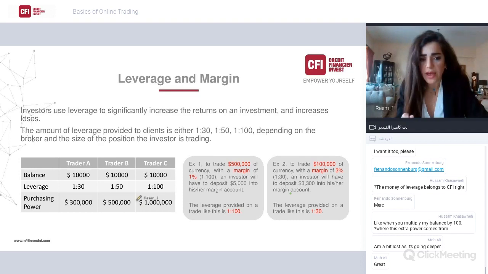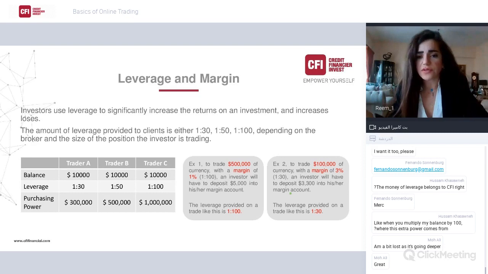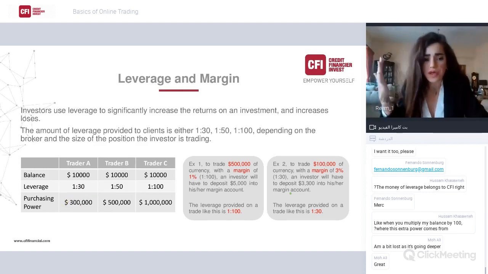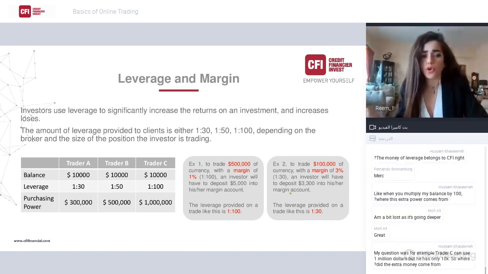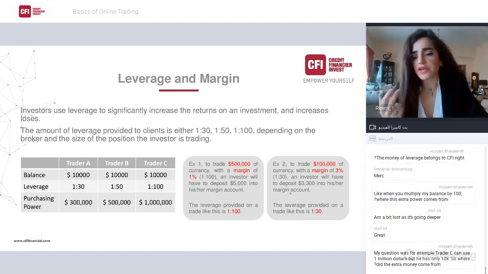If the leverage is 1 to 30, with $10,000 you can control $300,000 in the market. Go back to the example of one standard lot. One standard lot is 100,000 units. You don't have to have $100,000 in your bank account to control this standard lot. If the leverage is 1 to 30, then you can basically control $300,000, which, if you think about it, means with $10,000 you can almost control 3 standard contracts.